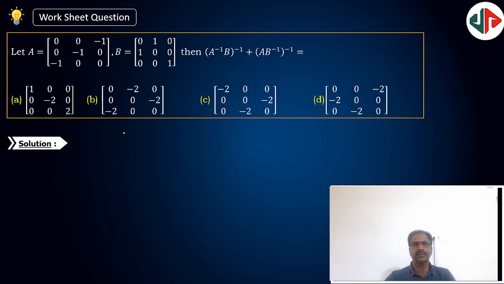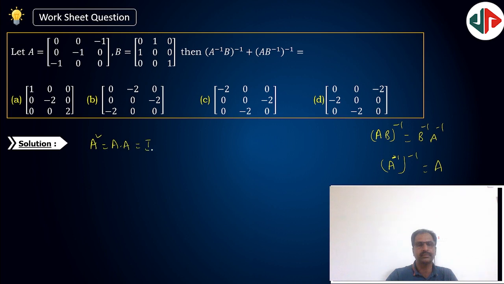In the next question, two matrices A and B are given, and you have to find A inverse B whole inverse plus AB inverse whole inverse. For this we need to recollect two properties. AB whole inverse is nothing but B inverse A inverse, and A inverse whole inverse is equal to A. Before that, if you find A square, A into A, you will see that it is I. Similarly, if you find B square, you will get I. A square is equal to I implies A inverse is equal to A. B square is equal to I implies B inverse is equal to B.